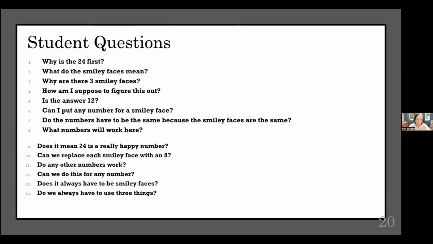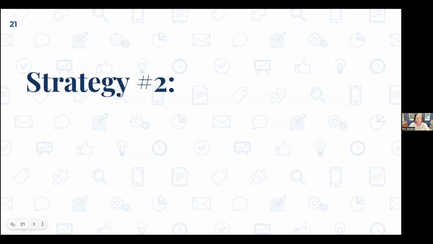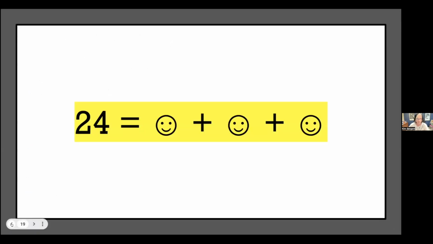What number? Let's see. I'm going to go with the kid that I would look at this. I would say this kid they've got somewhat of an understanding. They said, can we replace each smiley face with an 8? Let's see. There was another one I saw. Do we always have to use 3 things? Why is it 24 first? There's all kinds of questions the kids have asked that were like, wait a minute, this kid either has a need or this kid knows what's happening. Okay. So question formulation technique gives you the opportunity, going back and look at this really quickly.